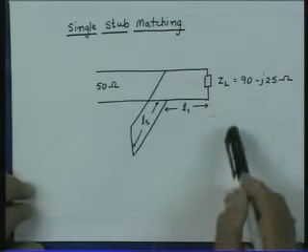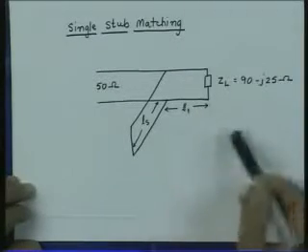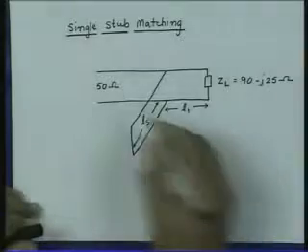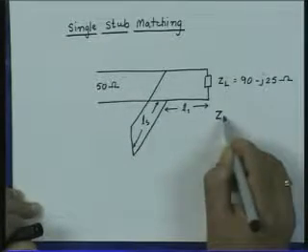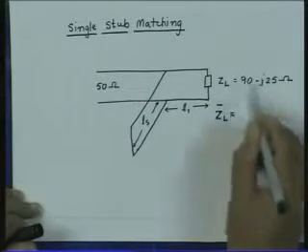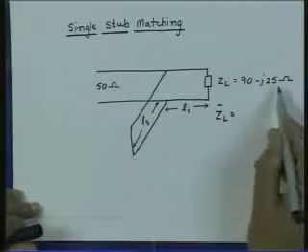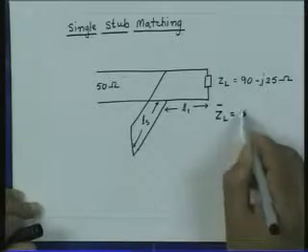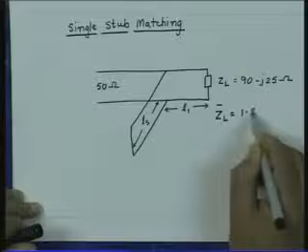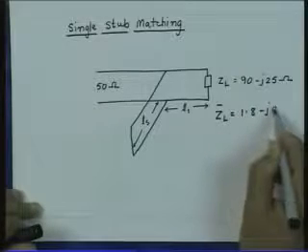So, as we proceed, first thing we do is we normalize this impedance with the characteristic impedance. So, you get ZL normalized, that is this 90 minus j25 divided by 50. So, this will be 1.8 minus j 0.5.